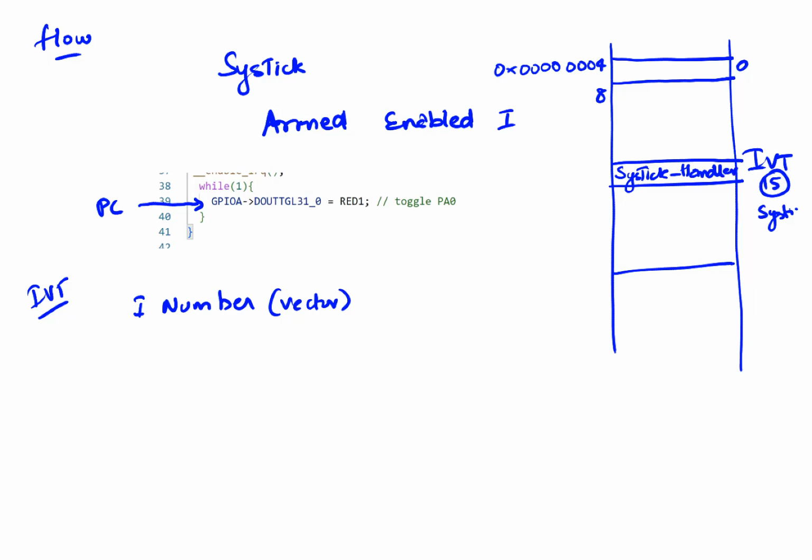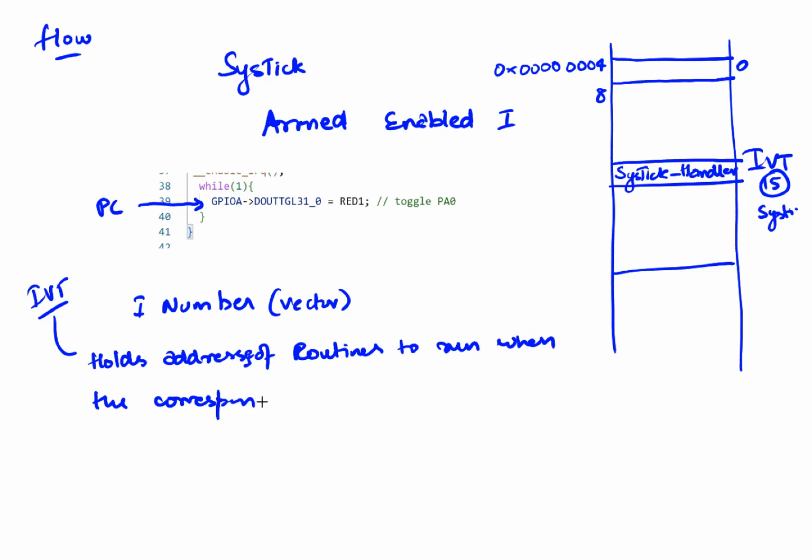So is that the handler or just an address? That's an address. So the interrupt vector table holds addresses of routines, subroutines, to run when the corresponding interrupt is triggered. So John, what is a trigger for SysTick? Yeah, when SysTick counts from 3, 2, 1, when it goes from 1 to 0, it triggers an interrupt. So the 1 to 0 transition is our trigger in the case of SysTick, right?